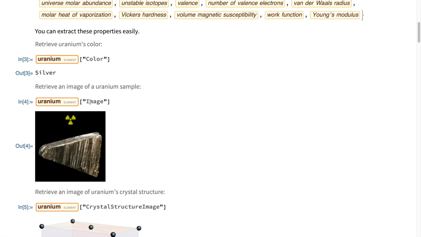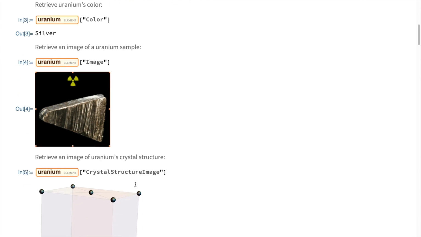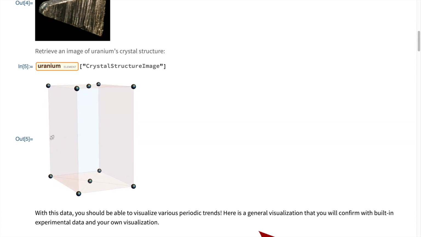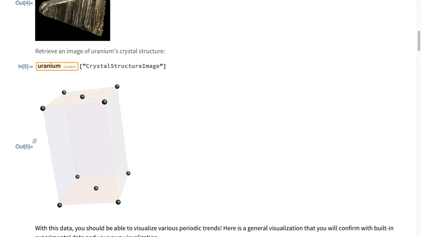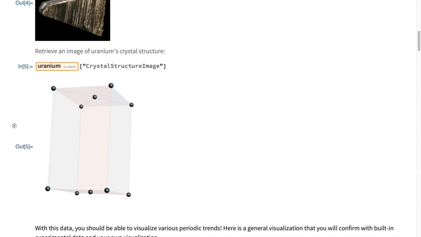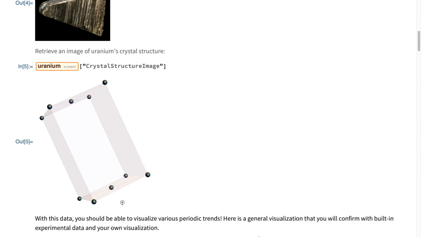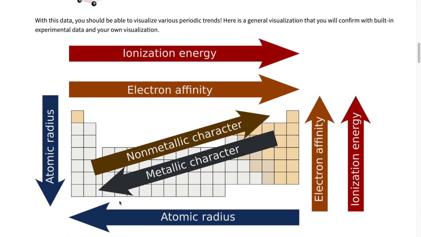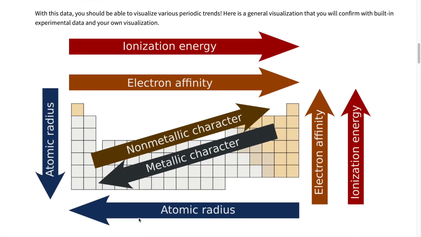I can get an image of a uranium sample by calling the image property, and I can also call out its crystal structure image. As you can see, we once again have a class of entities, in this case elements, that have properties that are easy to access. With this data, we'll be able to visualize various periodic trends. Here's a general visualization about what we'll be exploring.